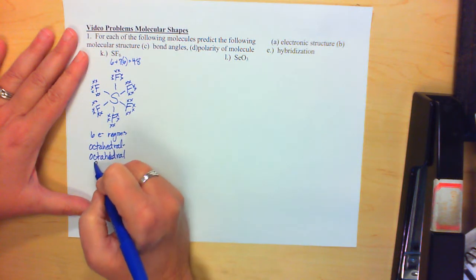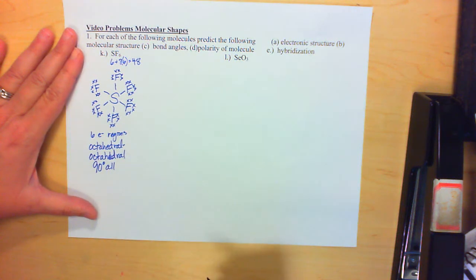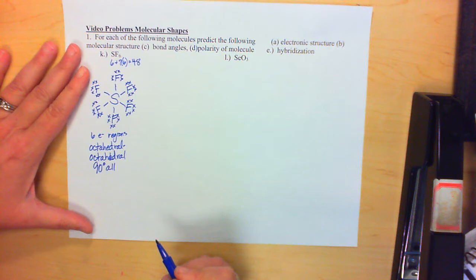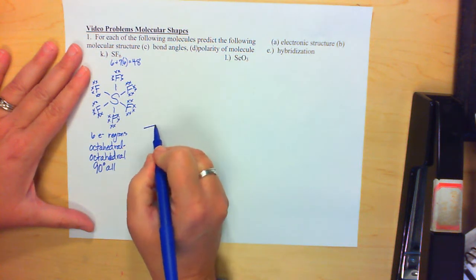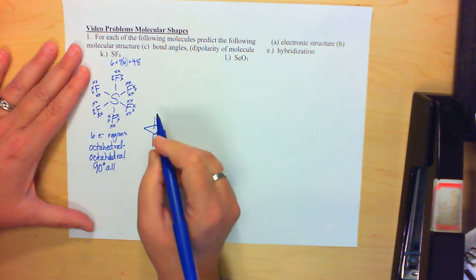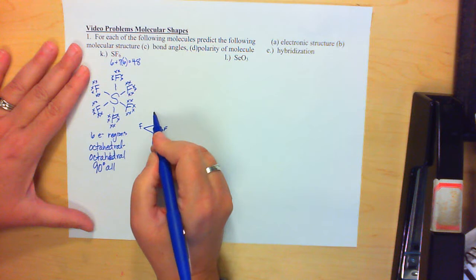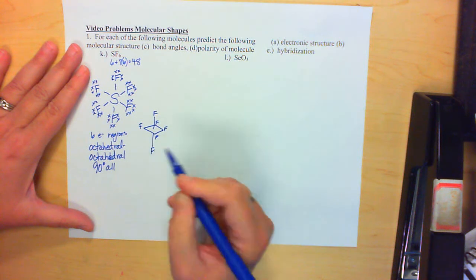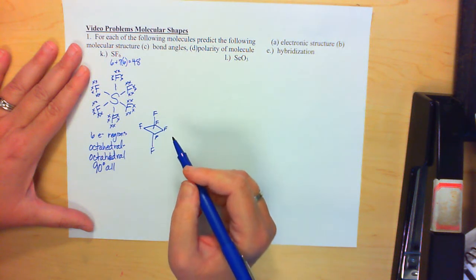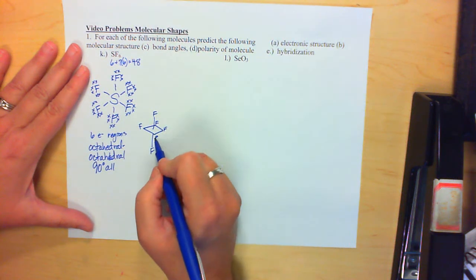Bond angles, octahedrals are restricted to 90 degrees for all. Okay, and then polarity. Well, sometimes polarity is easier to see if you draw it out. What you're going to have is here with the fluorines at all positions. And if you draw the lines, which I'm not going to do because it makes it look goofy.